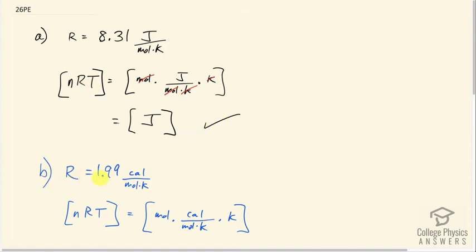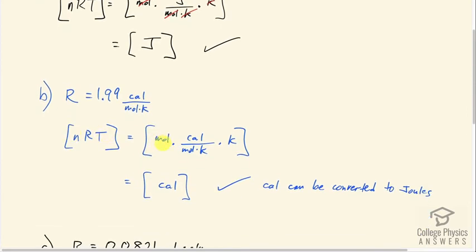When R is 1.99 calories per mole Kelvin, nRT becomes moles times calories per mole Kelvin times Kelvin, and we're left with units of calories. And calories is another way of measuring energy, and it can be converted to joules. And so yes, we've shown that nRT works out to energy.